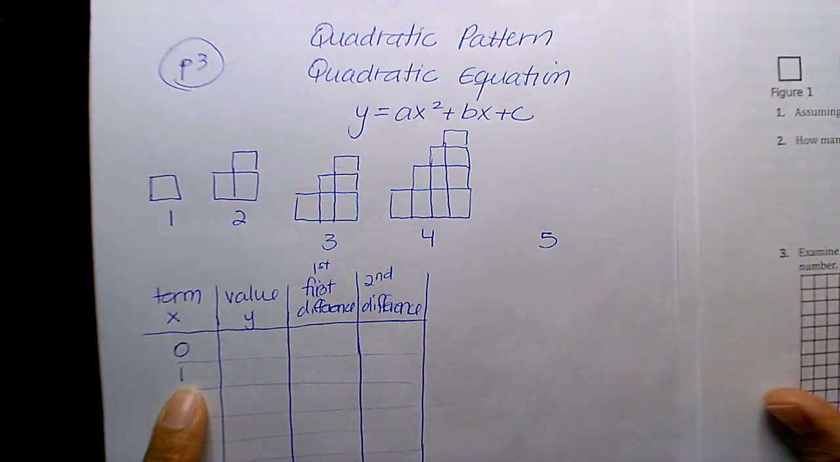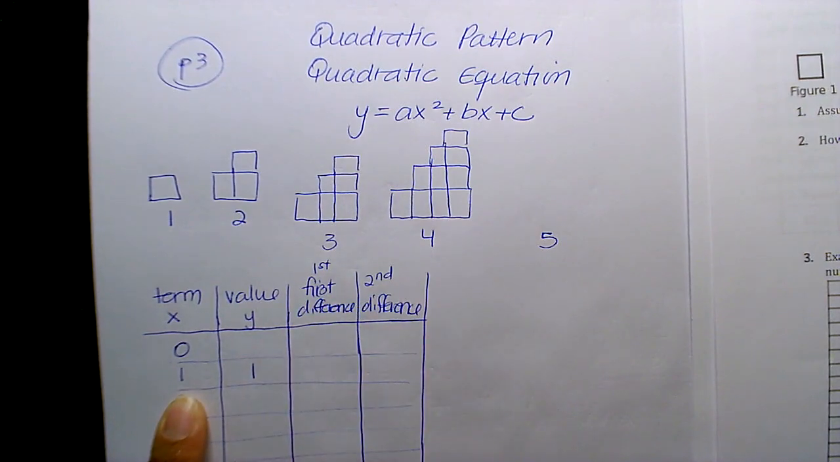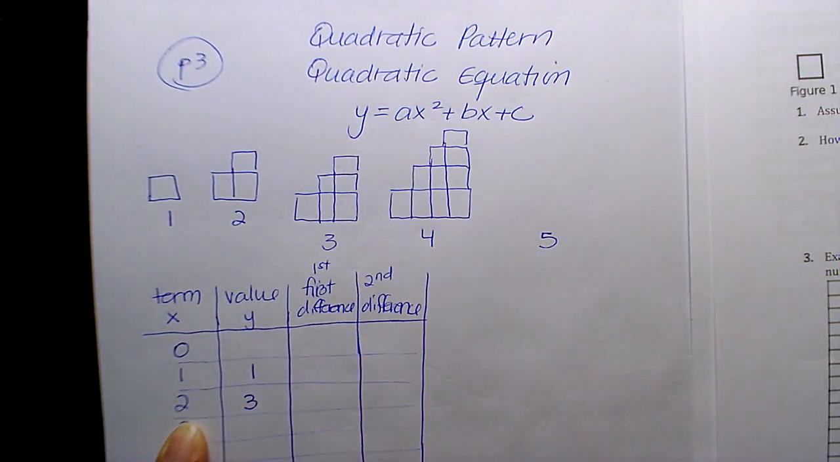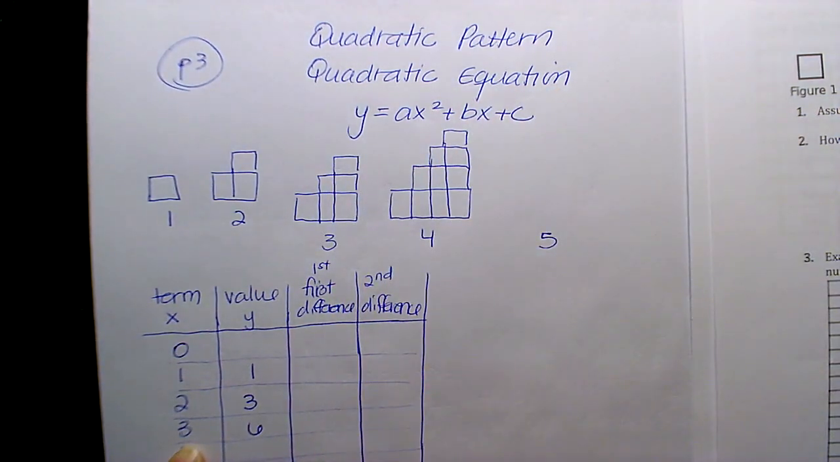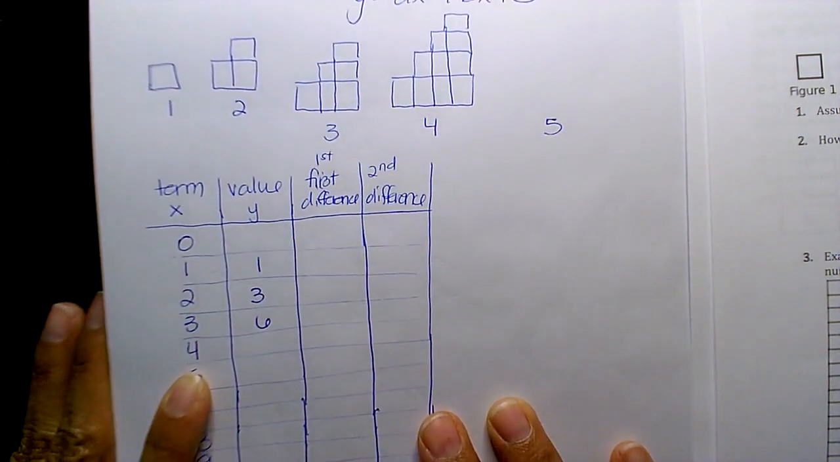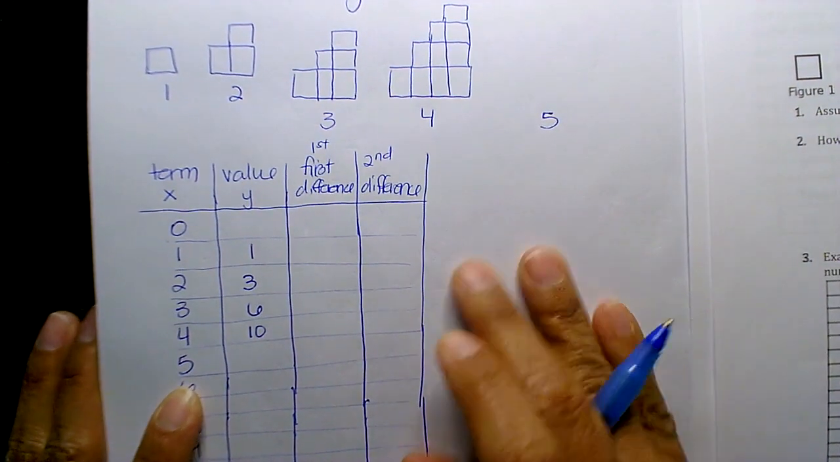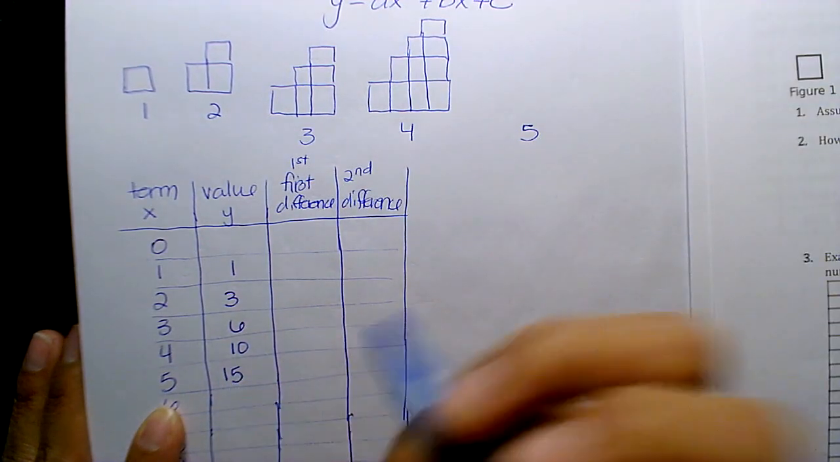And so for the first term, you have 1 square, right? For the second term, you have 3 boxes or 3 squares. Yeah? Third one, 3, 4, 5, 6. How many are 4? 10. Okay, so if we wanted to draw 5, how many would 5 have? 15. Okay, now how is it growing?